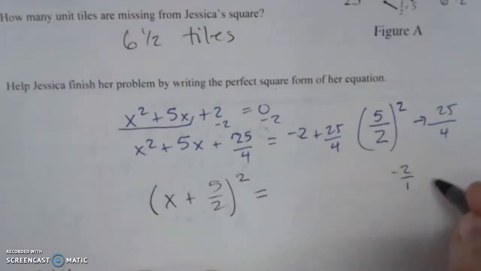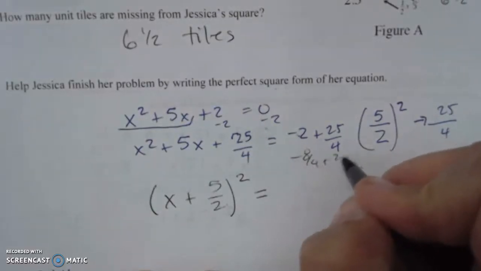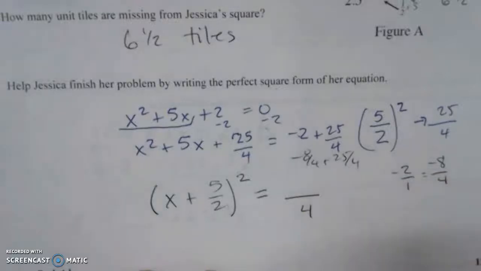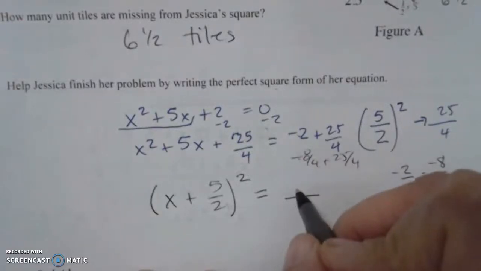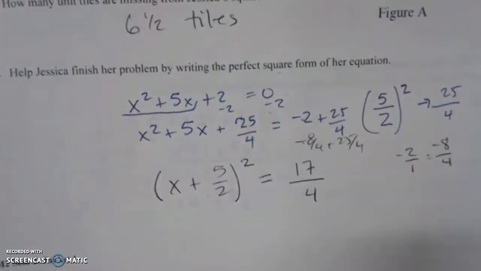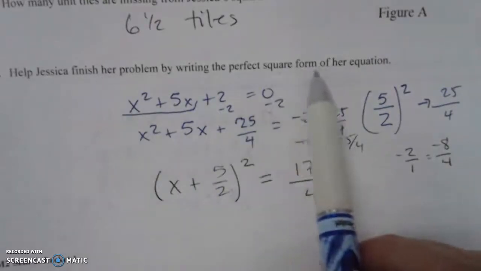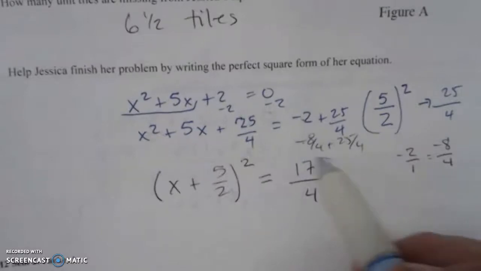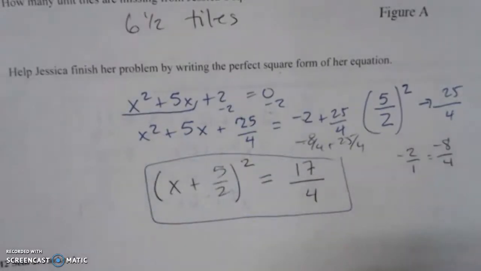Well, let's see, -2 over 1 equals how many fourths? Let's find a common denominator. 1 times 4 is 4, -2 times 4 is -8. So really, this is saying -8 fourths plus 25 fourths. My common denominator is 4, -8 plus 25 is 17. Okay, so that is our equation right here, writing the perfect square form of her equation. This is the perfect square form. It didn't say to solve it. It just says write it in perfect square form. And that's what we have done.